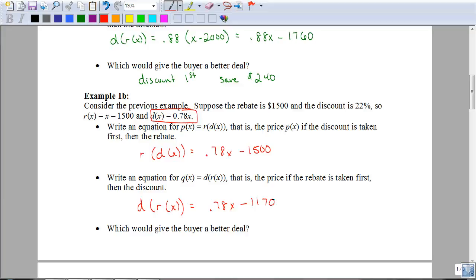And which would give the buyer a better deal? Obviously, taking the discount first again gives the buyer a better deal. This time, you save $330. Okay, that's this first example. Watch the following videos for more examples.